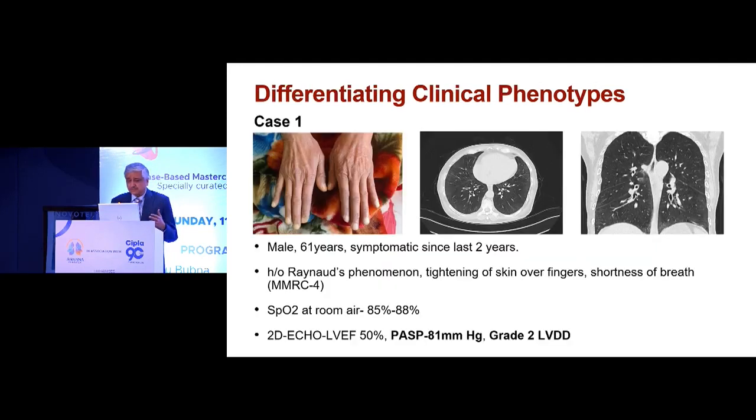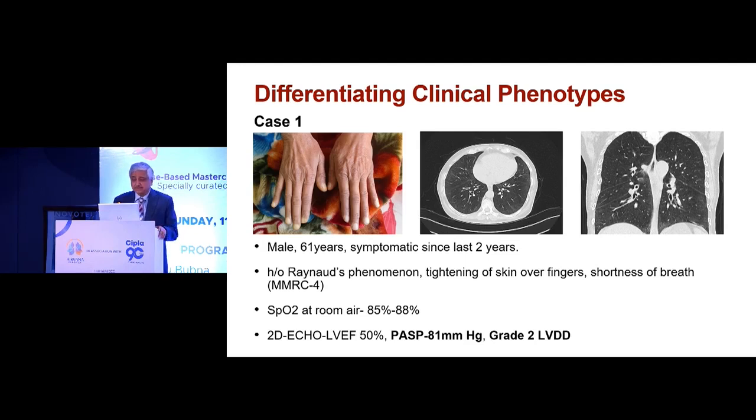Now let's change gears a little bit, and this is a patient we saw last week. This is a 61-year-old male. He was symptomatic for the last 2 years. There's a history of Raynaud's phenomenon, skin tightness over the fingers, and shortness of breath. He came with hypoxia; his room air saturation was only between 85 to 88%. His echo report said left ventricular ejection fraction of 50%, pulmonary artery systolic pressure 81 millimeters of mercury, and there was grade 2 left ventricular diastolic dysfunction.